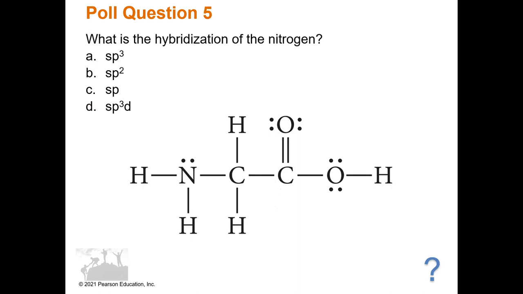What is the hybridization of the nitrogen? Please pause the video so you could figure it out. And when you're ready for the answer, click play. The answer is A, sp3. Let's count how many electron groups there are. So I have 1, 2, 3, 4. So the hybridization that corresponds to 4 electron groups is sp3.